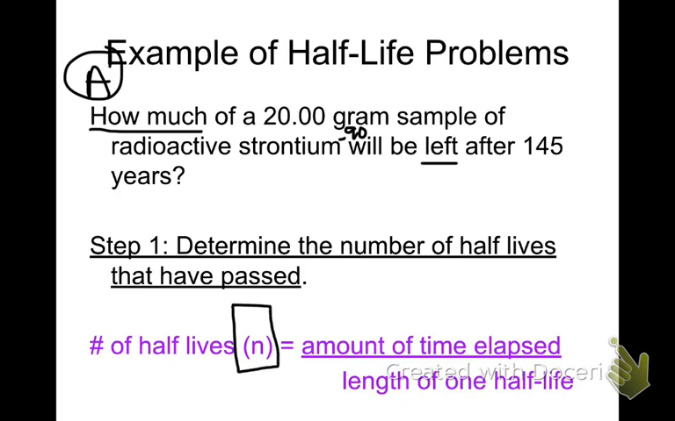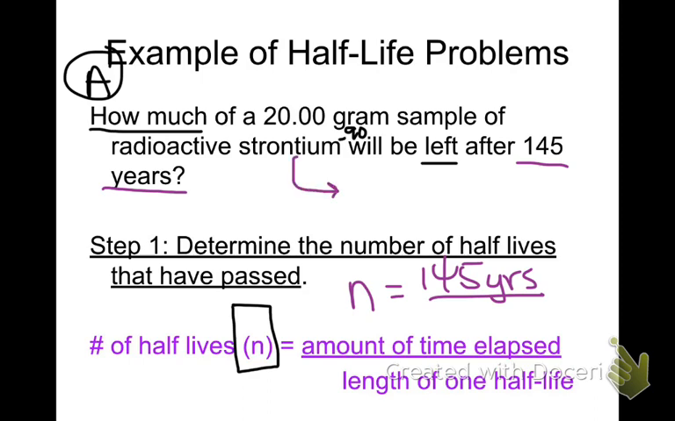We're going to symbolize the number of half-lives by the lowercase letter n. And to do that, we just divide the amount of time that has gone by by the length of one half-life. The amount of time that has gone by in this particular problem is 145 years. So n equals 145 years, divided by the half-life of strontium-90, which we can look up. If we Google the half-life of strontium-90, we get 28.8 years.